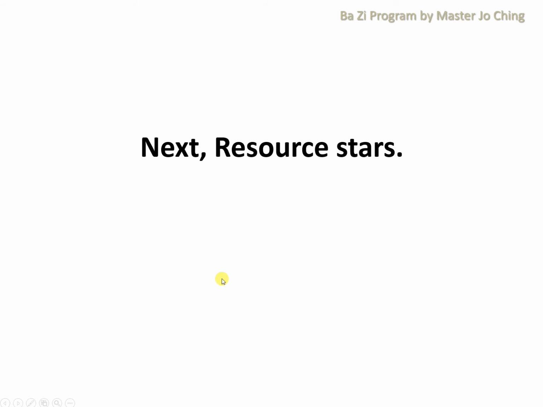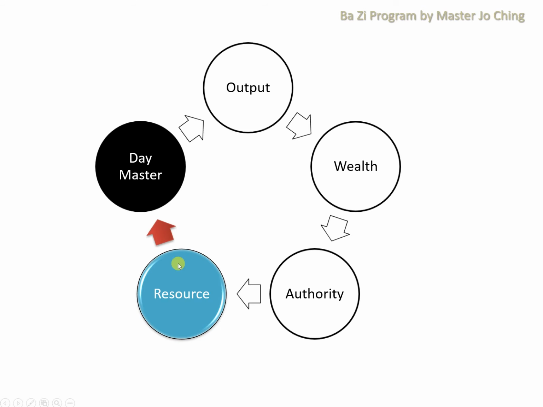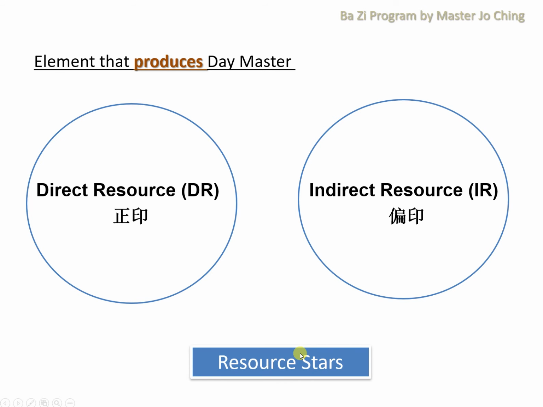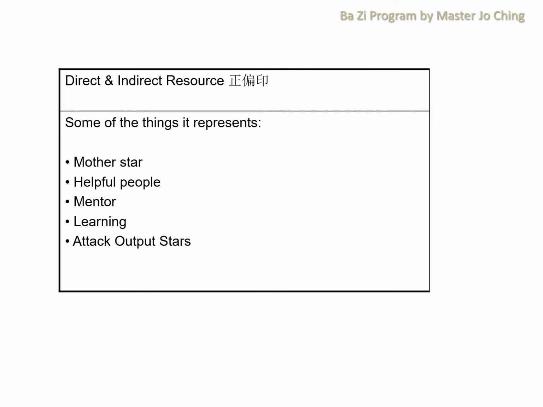Next, we have resource star. So resource star is the star or the element that produces the day master, that strengthens the day master. And you have two types here, either the direct resource or the indirect resource star. In Chinese we call it the 正印 or the 偏印. But collectively they are known as the resource star. Some of the things that it represents is your mother, helpful people, nobleman, your mentor, your teacher. It is about absorption and learning. It attacks output star.